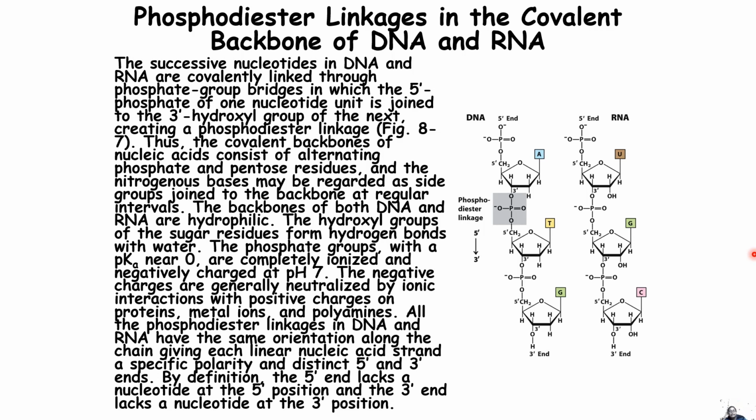So the backbones of both DNA and RNA are hydrophilic. The hydroxyl groups of the sugar residues form hydrogen bonds with water. The phosphate groups, with a pKa near zero, are completely ionized and negatively charged at pH 7. The negative charges are generally neutralized by ionic interactions with positive charges on proteins, metal ions, and polyamines. All the phosphodiester linkages in DNA and RNA have the same orientation along the chain, giving each linear nucleic acid strand a specific polarity and distinct 5' and 3' ends. By definition, the 5' end lacks a nucleotide at the 5' position, and the 3' end lacks a nucleotide at the 3' position.